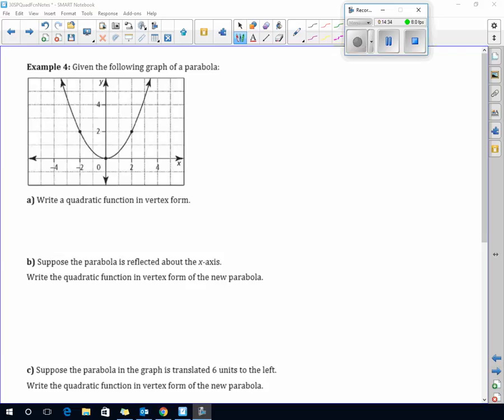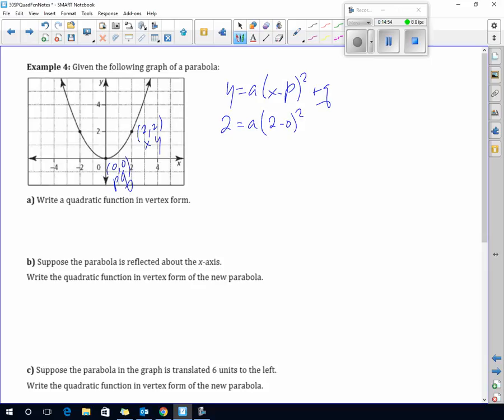So y equals a (x minus p) squared plus q. 2 equals a (2 minus 0) squared plus 0. 2 minus 0 is 2. 2 squared is 4. So 2 equals 4a because this 0 doesn't do anything. So a equals 2 divided by 4, which is 1/2. So y equals, I saw a bunch of people putting zeros in, which you wouldn't lose marks if you did that, but really this 0 doesn't mean anything, this 0 doesn't mean anything, so really your equation is 1/2 x squared. Does everybody see that?